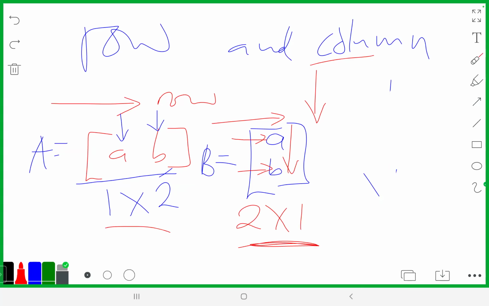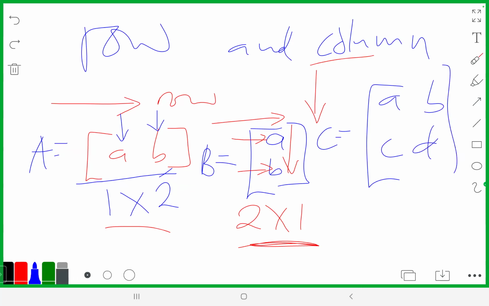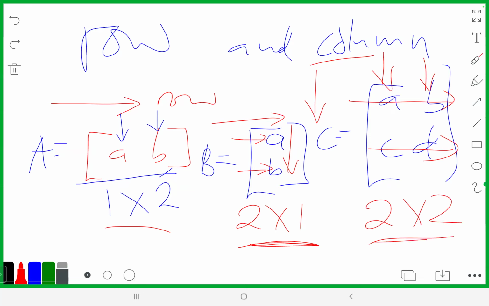Then let's have this other matrix here and call it matrix C. Let's have A, B, C, D. This matrix, when you count how many rows are there, you find that there is 1 row, 2 rows. So it's 2 by how many columns? 1 and 2. So this is a 2 by 2 matrix. Is that clear, first of all?